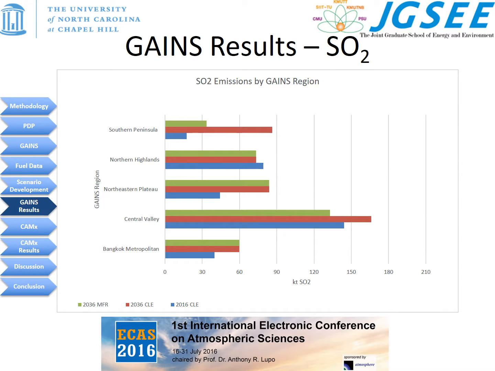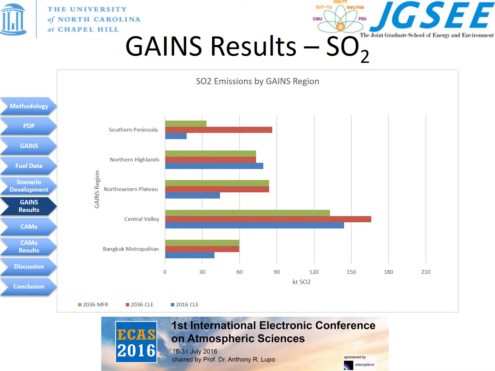Sulfur dioxide emissions from all sectors in the CLE were higher than those of the MFR in 2036 by a factor of 1.2. However, the CLE 2036 sulfur dioxide power plant emissions were higher than that of the MFR 2036 by a factor of 1.9. Only one GAINS region, the Northern Highlands, exhibited a decrease in sulfur dioxide.